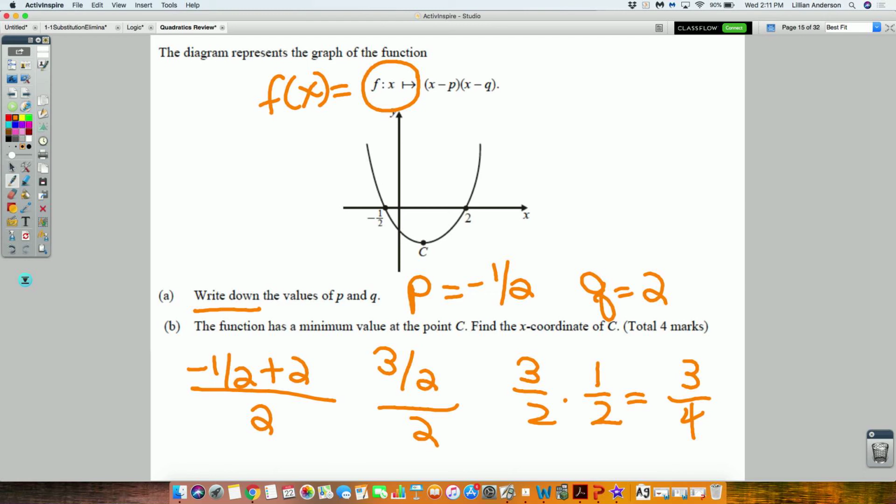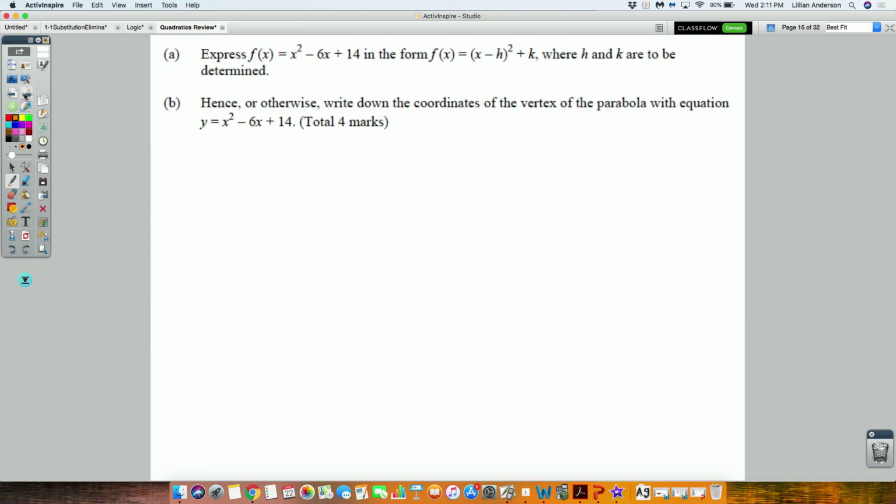It's 4 marks. This is like a question 1 on a paper 1. Okay? The easiest question of the whole test is question 1. Alright? Question 3? It's going to be question 3. What? I'm scared. You ready? Yeah. Alright. Here we go.